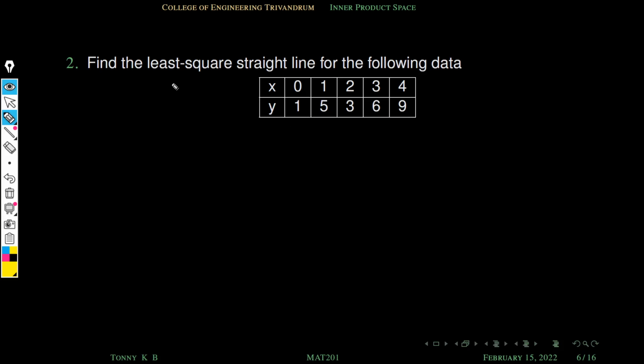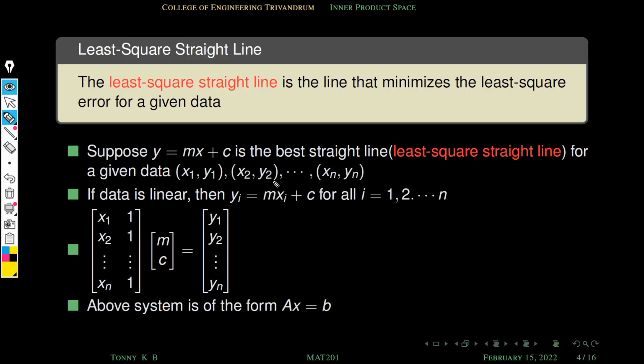Consider a problem. Find the least square straight line for our same data: (0, 1), (1, 5), (2, 3), (3, 6) and (4, 9). To find our best straight line, we have to find m and c, and we know that m and c satisfy this equation if the relation is linear. Otherwise we can find the least square solution. So this is our capital A, this is our X, this is our B. First of all, we have to form the system of equations corresponding to the given data points.